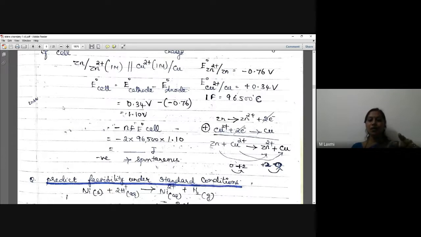And what is the value of n? It is the number of electrons transferred in the reaction. For a few reactions you can get the value of n directly by seeing it. Say for the reaction of zinc and copper, 2 electrons were transferred, so it's a bit easy to see.